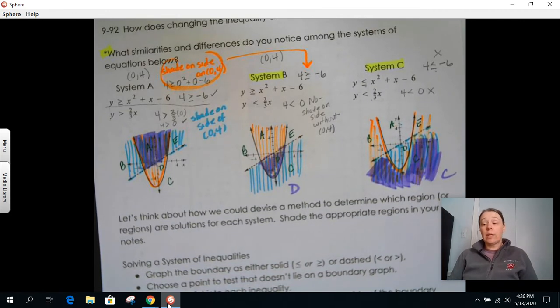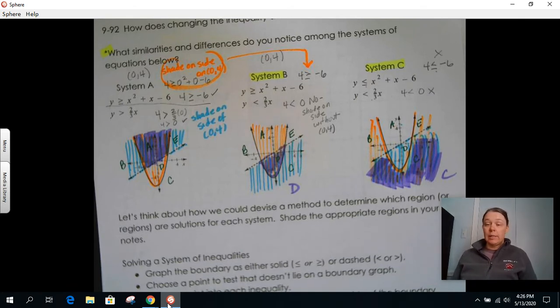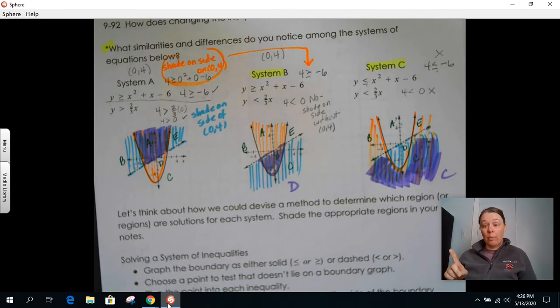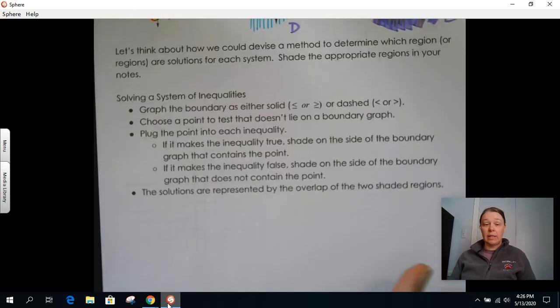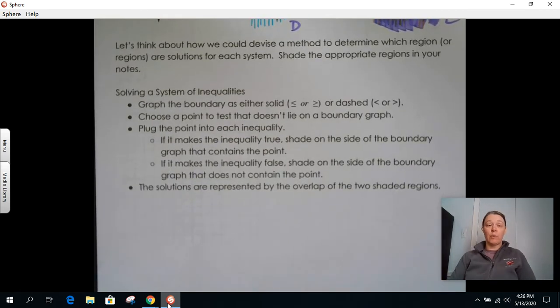Okay, so rather than picking all 5 regions and testing 1 point, which you can totally do, it gets tedious though. 5 regions is a lot, and most of them have at least 4. Sometimes they're less, it's not always 4, but it seems like a lot. You could just pick that 1 point, and if it is a solution, shade on that side, and if it's not, then the other side. I have that summarized down here, and then we're going to do a few examples.